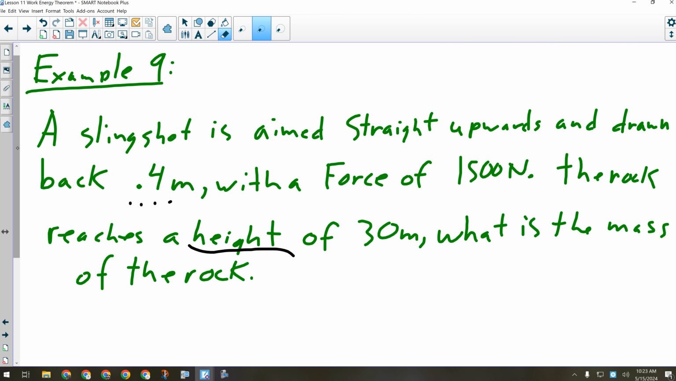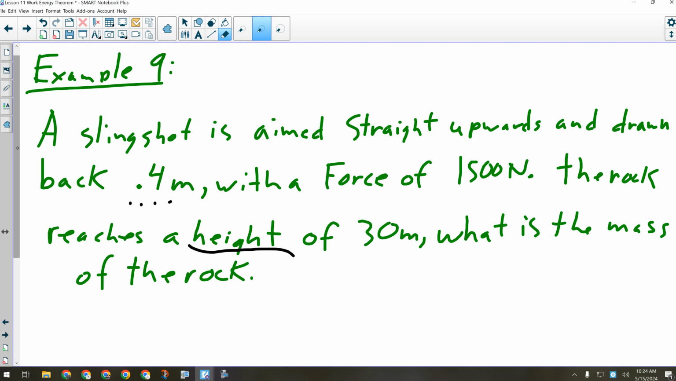Okay, so here's another one. This one's a little bit different, but I'm going to tell you this little piece of information. A person is lying on the ground in this question, with a slingshot. They're going to draw the slingshot back 0.4 meters with 1,500 newtons worth of force. I don't know how they do that because that is a huge amount of force, but let's just say they do. The rock reaches a height of 30 meters. What is the mass of the rock?